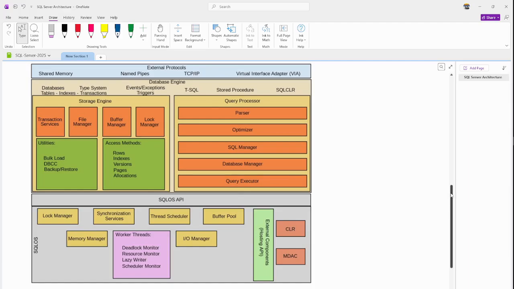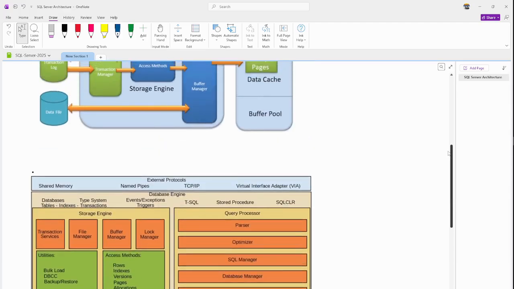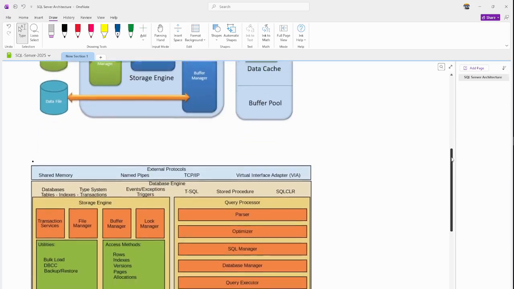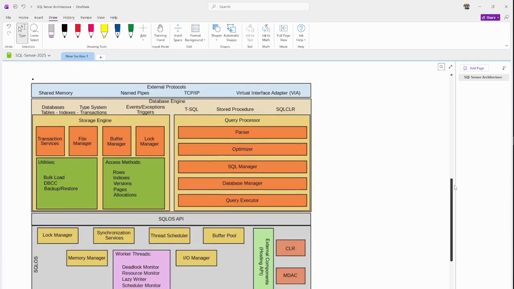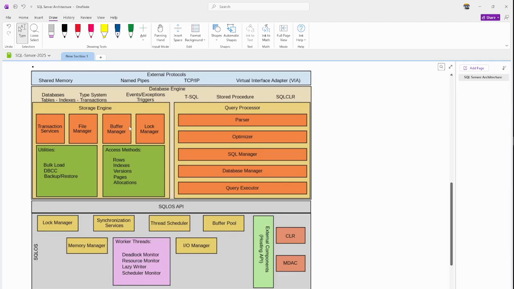The first diagram shows what happens to a query. The second diagram shows how the system manages the hardware resources like threads, memory, locks, and logs, which it needs to actually perform those tasks. So the second diagram will explain the SQLOS layer, the abstraction layer between the SQL Server and the operating system. So this will give you the overview.